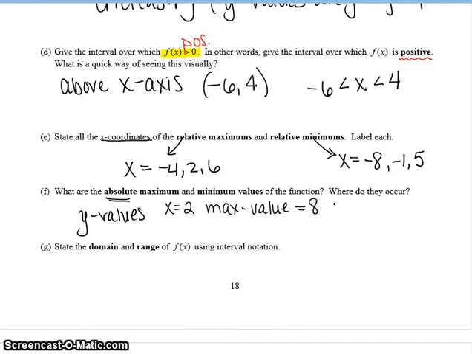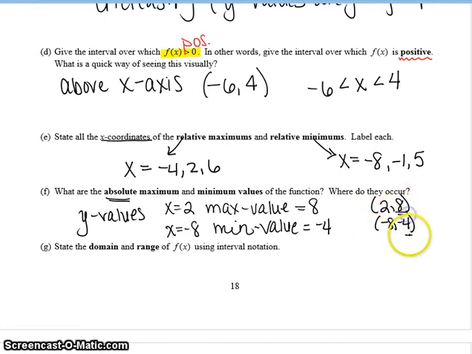And the absolute minimum value would be the lowest of the low, which is going to be at x equals -8. But again, that's the x value. So when x is at -8, you're going to give me the minimum value. The y value paired up with -8 is -4. So these are kind of like the coordinates: (2, 8) and (-8, -4). But remember, you need the y values for the maxes and the mins, because that's the up and down.